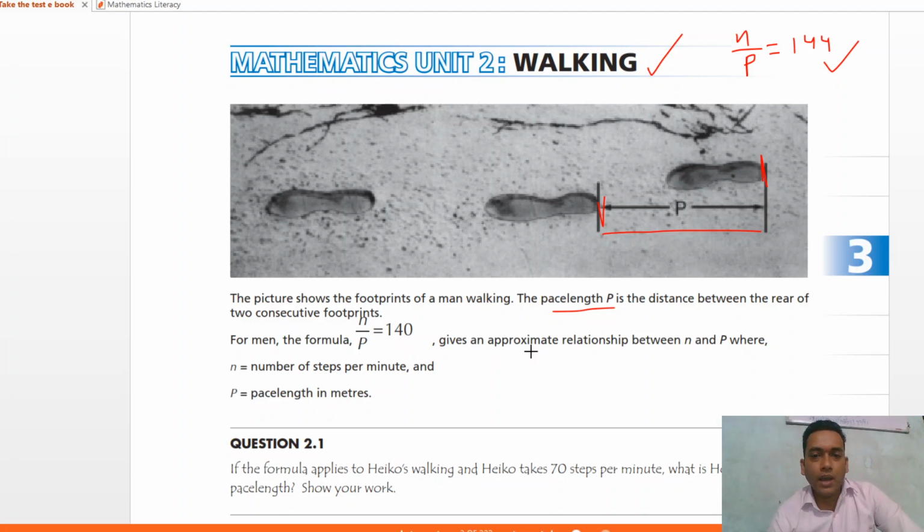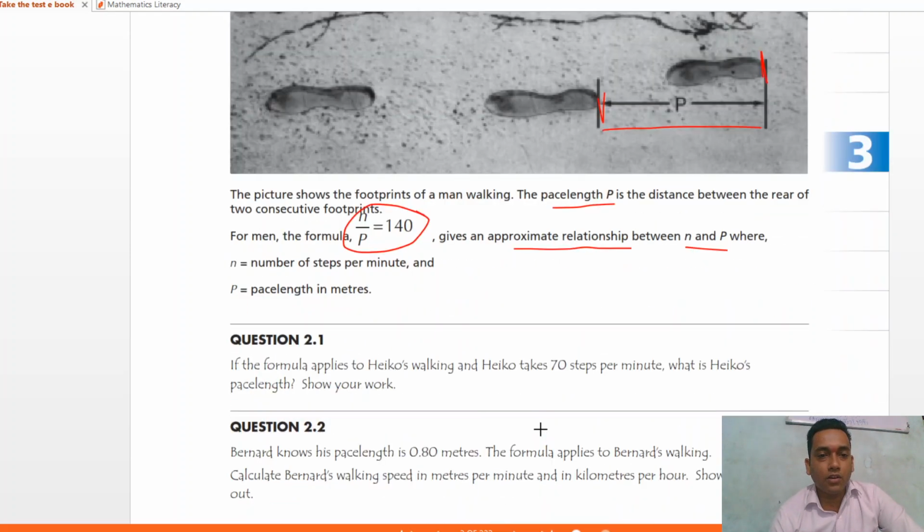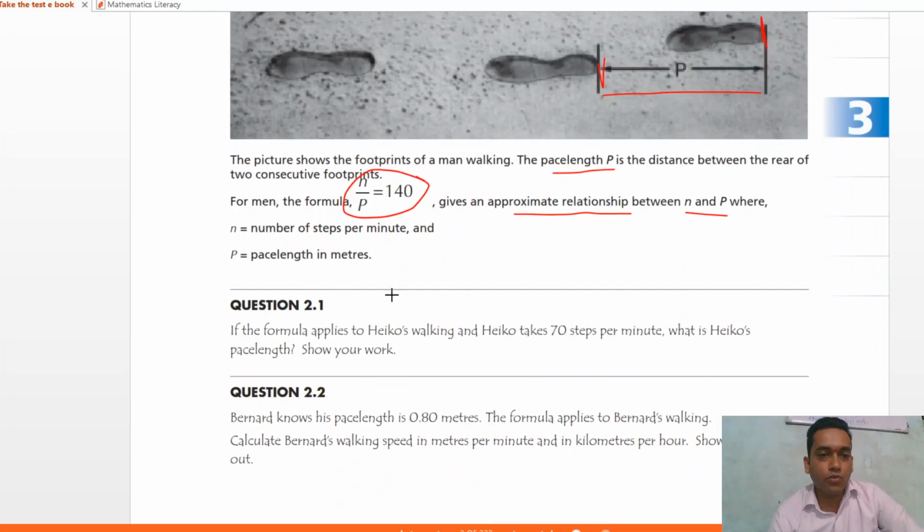So this gives an approximate relationship between n and p. And what is n? N is number of steps per minute. And what is p? P is the length of this pace, or also we can call it pace length. This length is p and n means number of steps per minute. So n by p is equal to 140. This formula is given to you. The question will be based on this formula only. So let us start. Question number 2.1.